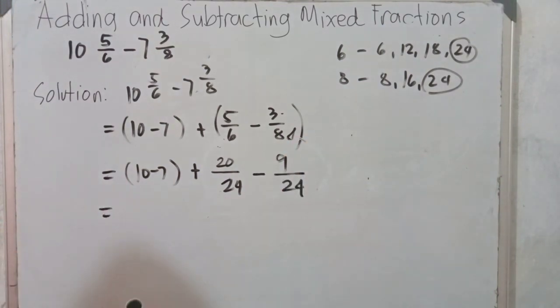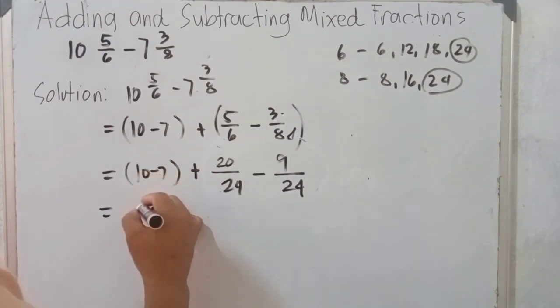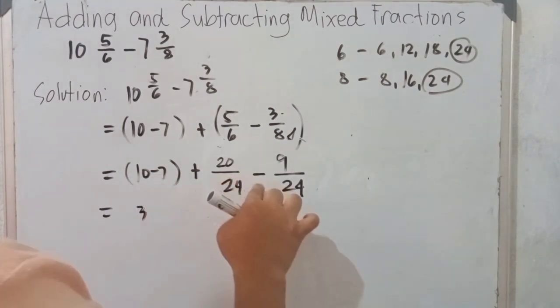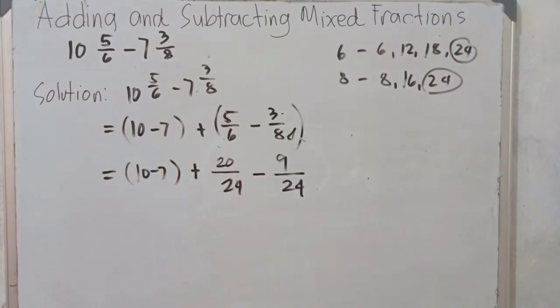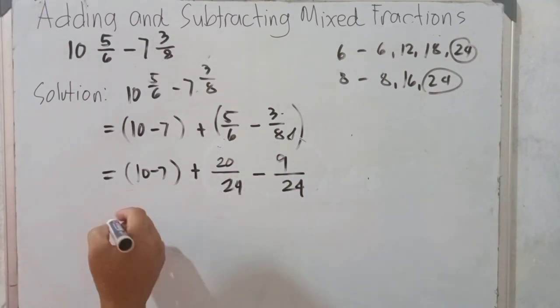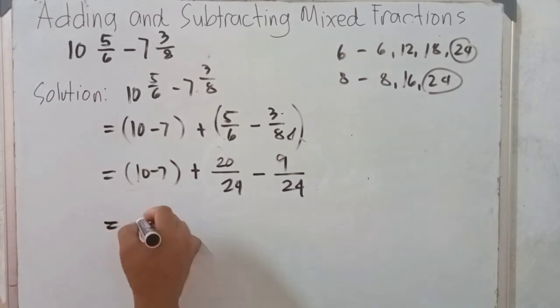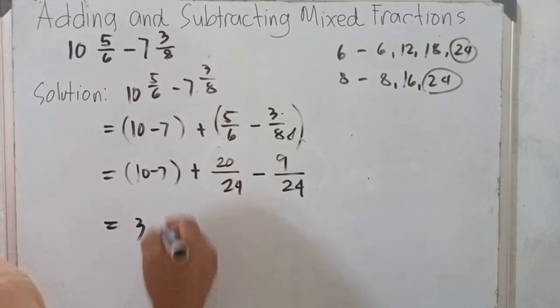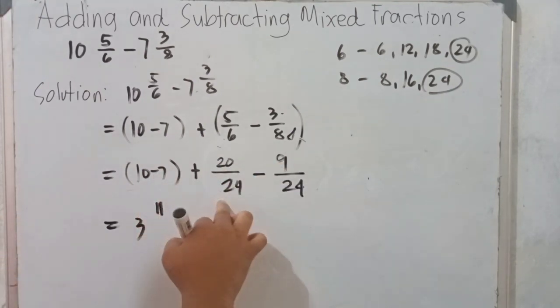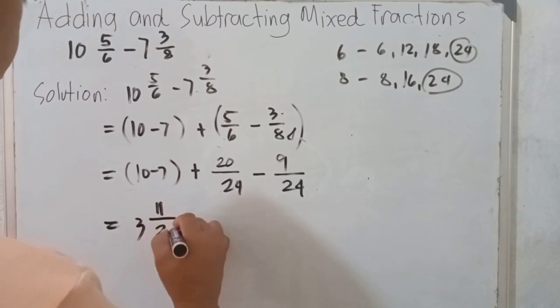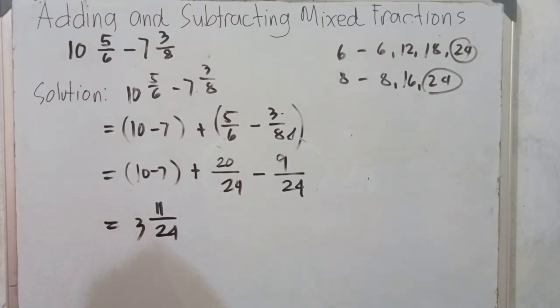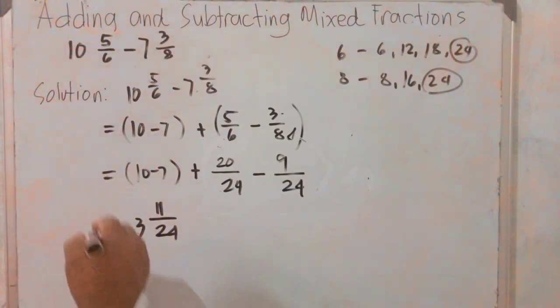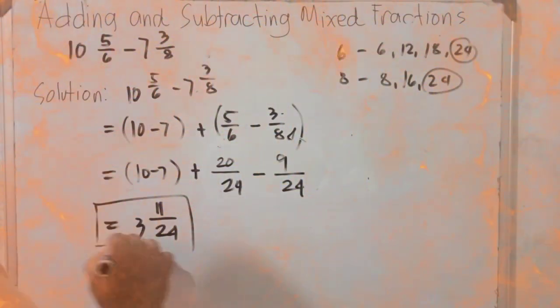Next, 10 minus 7 is 3. Then we subtract. Okay, next, we answer. So 10 minus 7 is 3. Then 20 minus 9 is 11. Then copy the 24. So our final answer is 3 and 11 over 24. We can no longer reduce it to lowest terms, so this is our final answer.